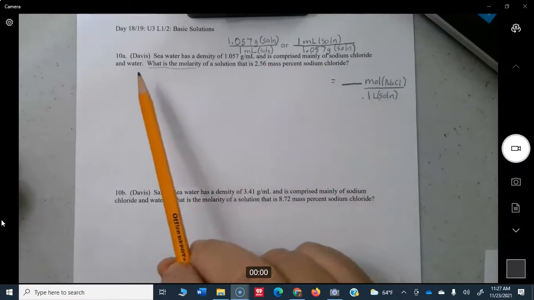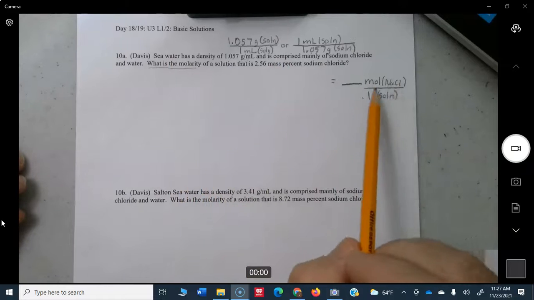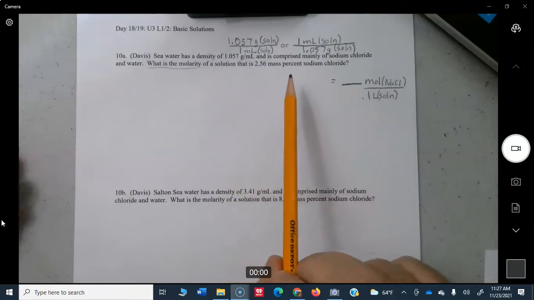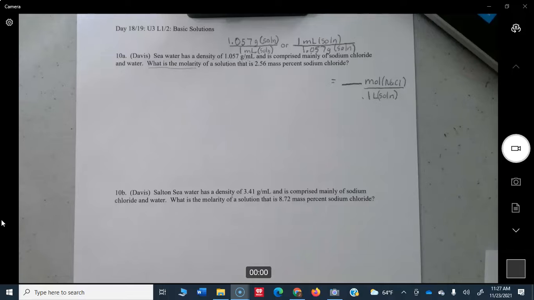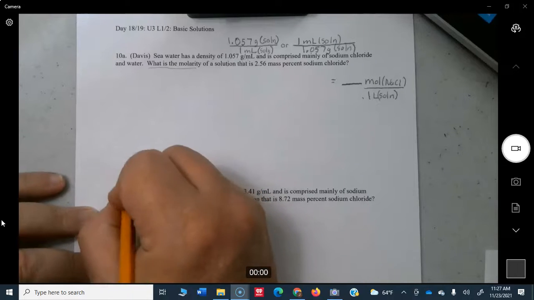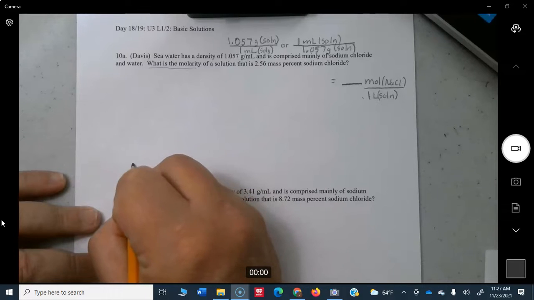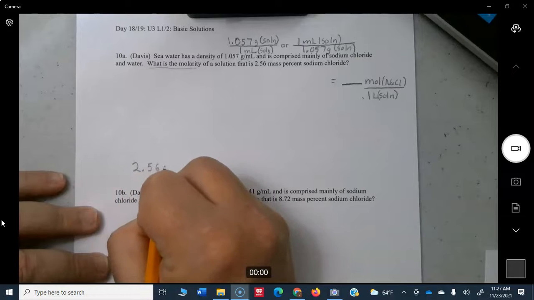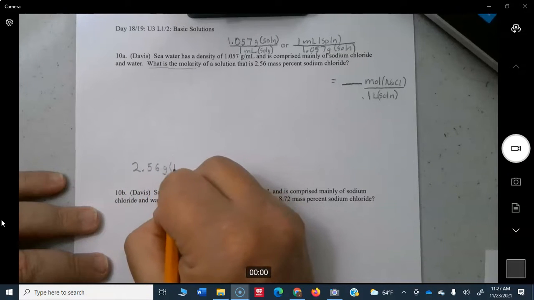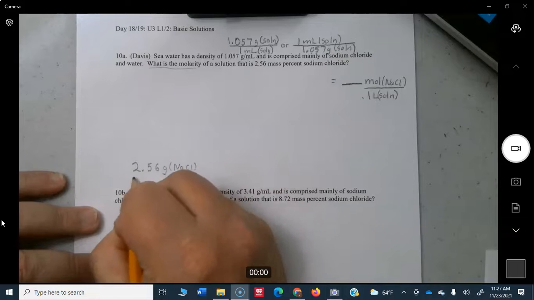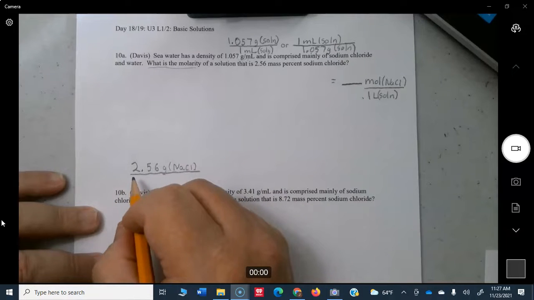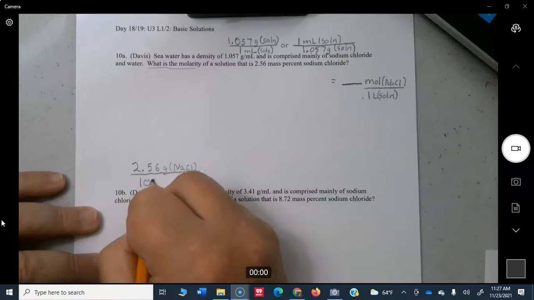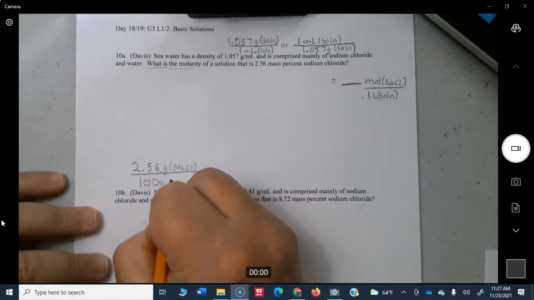Okay, and it's comprised mainly of sodium chloride and water. What is the molarity? We took care of that over here. Of a solution that is 2.56 mass percent of sodium chloride. So remember what 2.56 mass percent means. It means that if you have 2.56 grams of NaCl, in order for that to be 2.56%, it would have to be over 100 grams of solution.